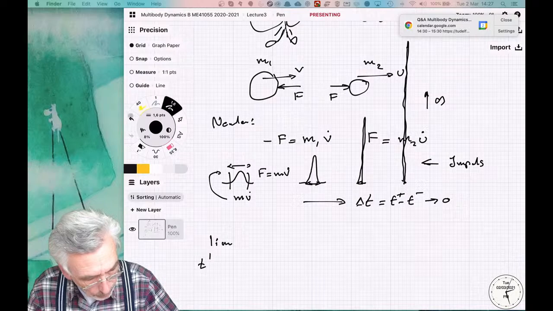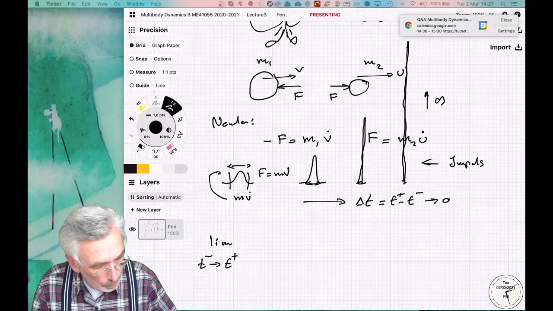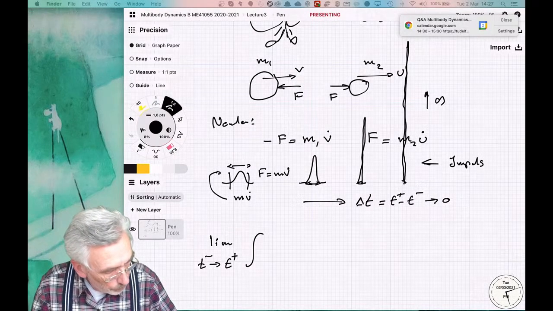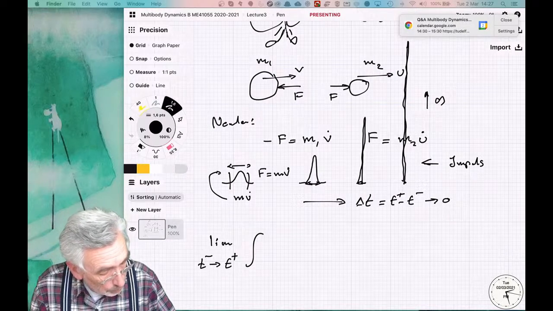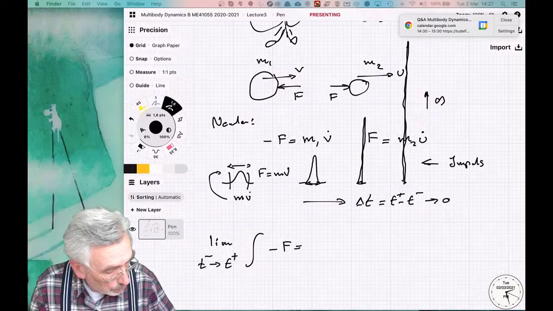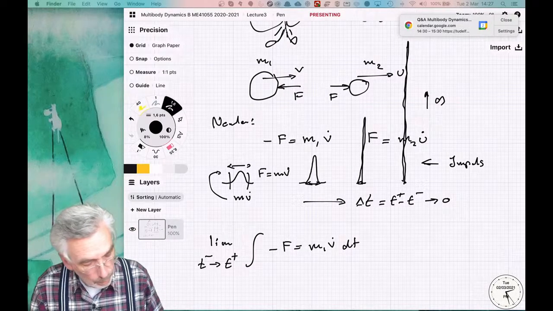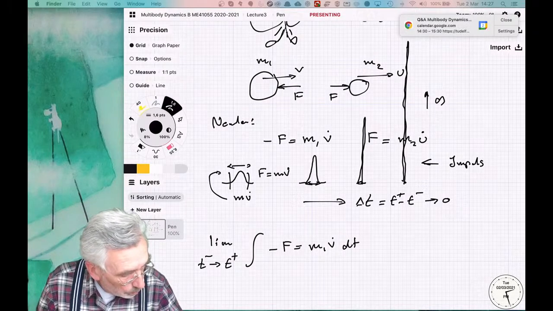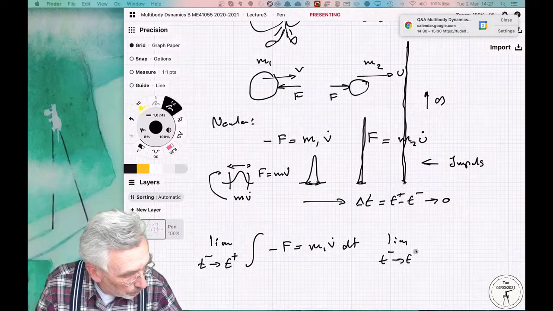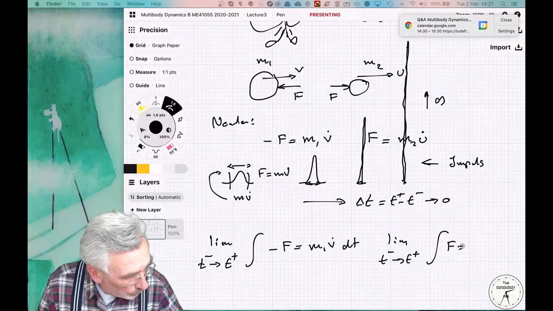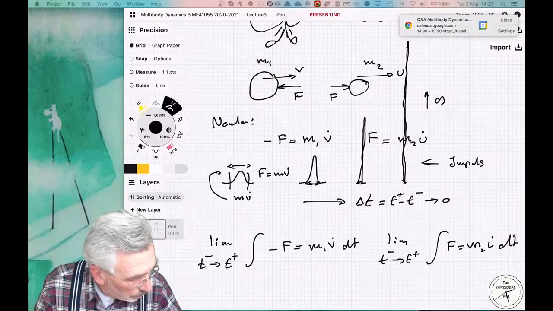T minus goes to t plus. And then we're going to add up everything here, the integral of. Then we're going to take these two equations. Minus F equals M1 v dot, dt. And we're going to take the other one also. Limit case t minus to t plus, integral of this F equals M2 u dot, dt.